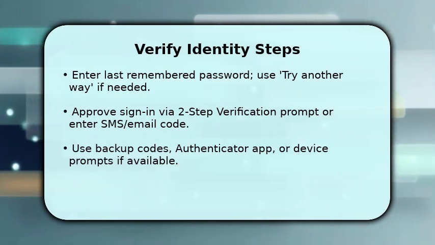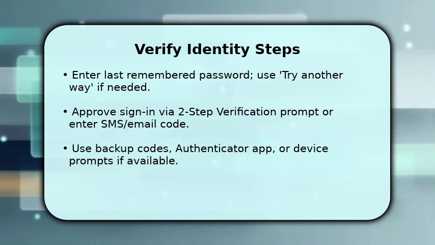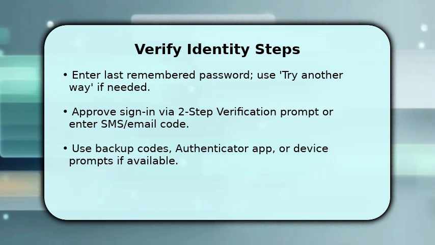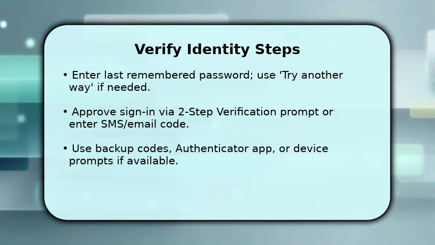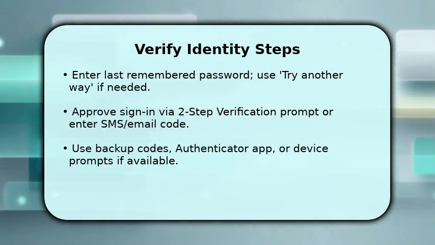If you remember a recent password, enter it first. That often works. If not, choose an alternate verification method. Google will offer SMS codes, email codes, or a two-step verification prompt to an approved device. Use backup codes or your authenticator app if standard methods fail. Make sure you enter codes exactly and watch for small delays in SMS.